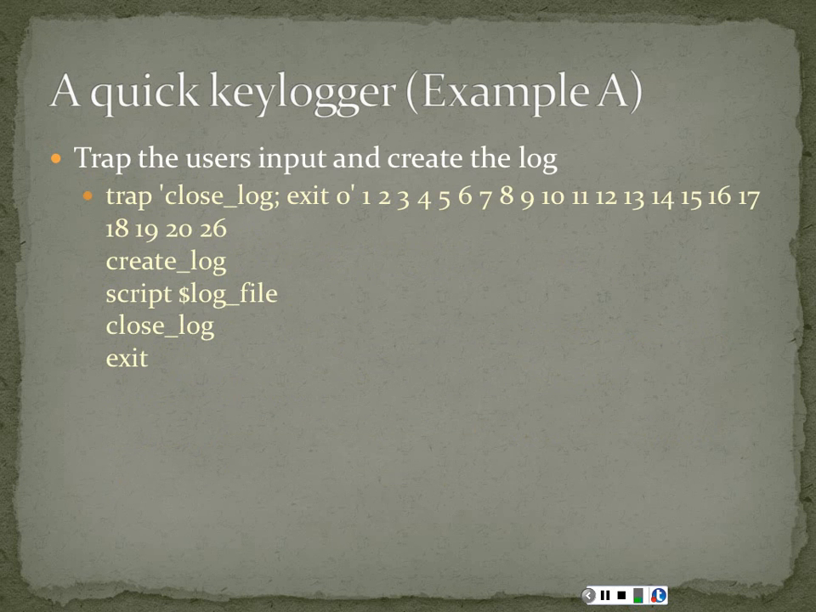All right. Now, this is a trap. Close log on exit 0 or 1, 2, 3, 4, 5, 6, any of the combinations of ways that a person can log in or log out of the system, right?